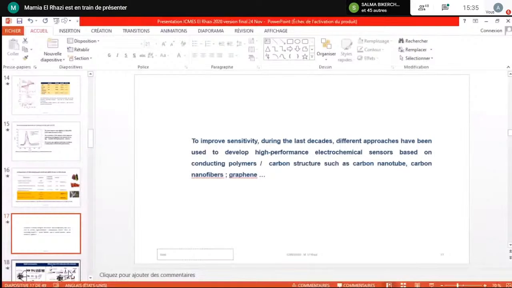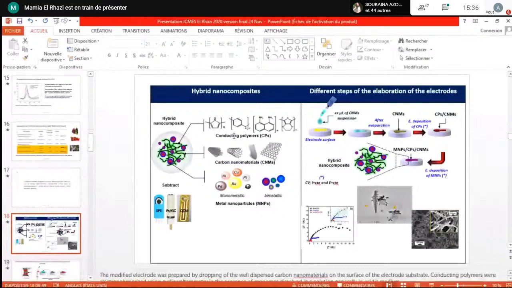So for this, the preparation of hybrid materials can be done in different ways. And in our laboratory, we are working on hybrid nanocomposites by using conducting polymers, carbon nanotube or carbon nanomaterials, and also metallic nanoparticles. We can combine different elements here. We can combine polymer with metallic nanoparticle, and also we can combine polymer with carbon nanotube or carbon nanofiber, and also graphene to obtain what we want as compound.